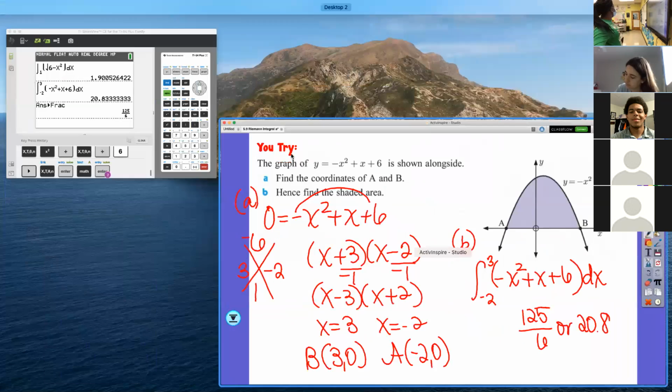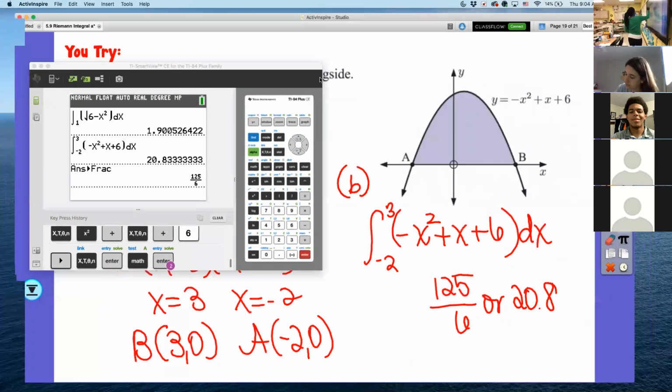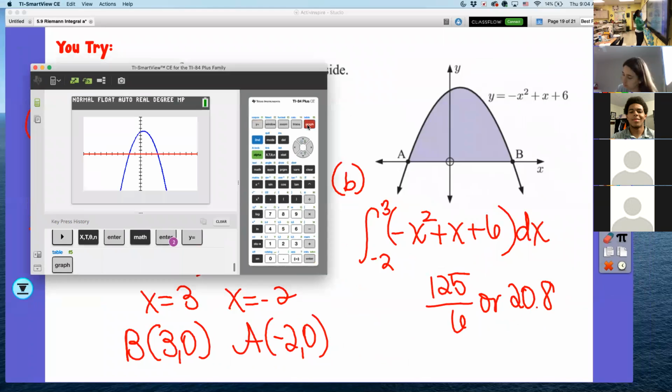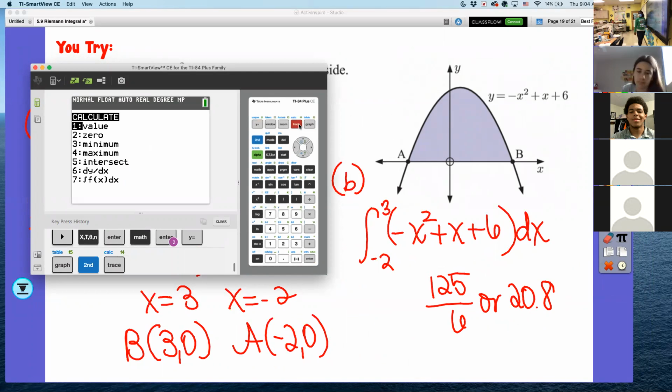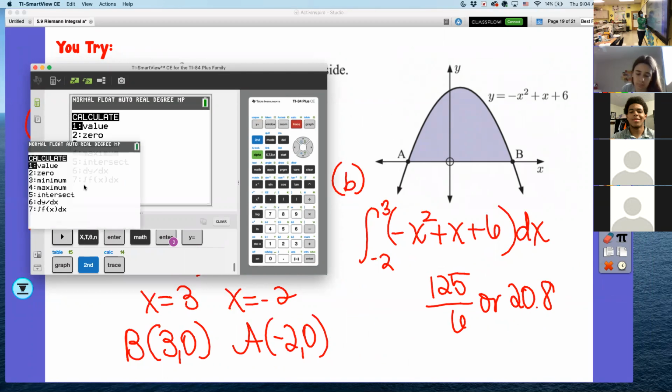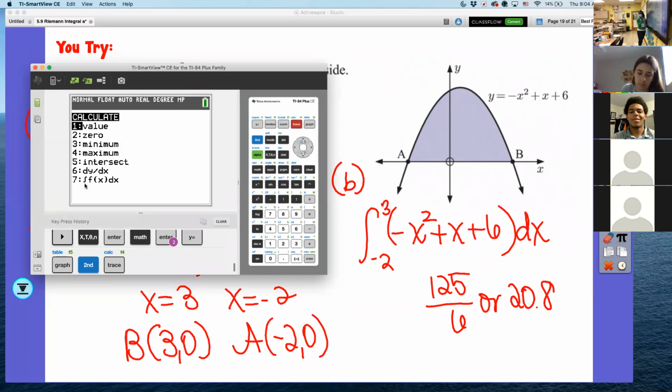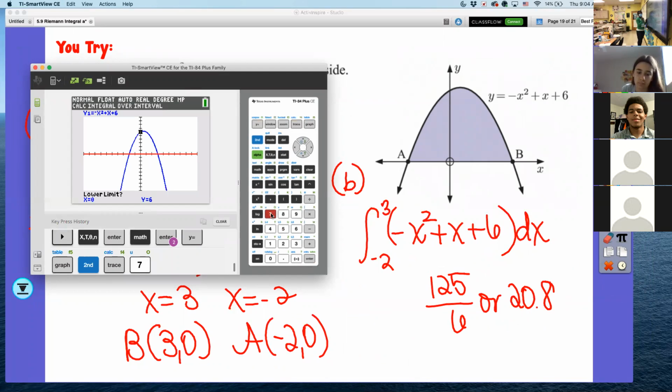Something else that you can do using your calculator, since I do have the function already in, if I go to second trace and option 7, you see that symbol in 7, the integral symbol? If you click 7, it says lower limit. Well, my lower limit was -2. Click enter. My upper limit was 3. Type that in, click enter, and it does it also for you in the graphing feature as well.